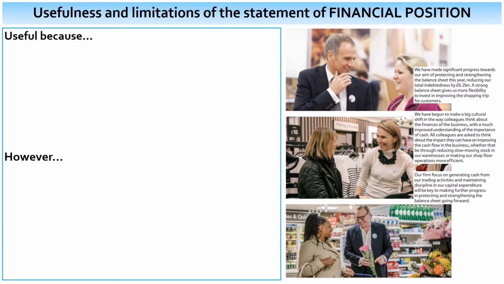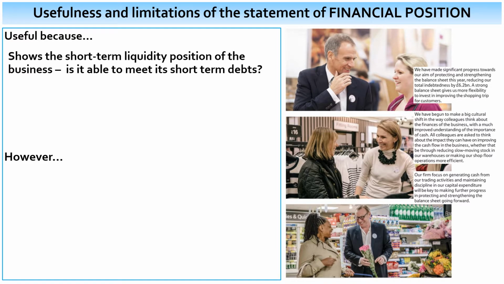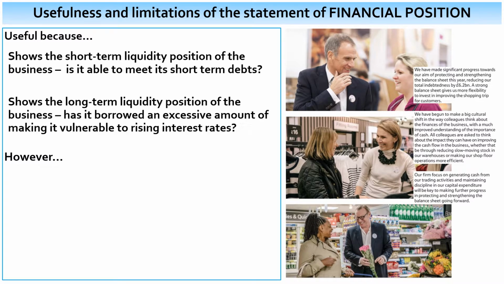So why is the statement of financial position useful? Well, it shows us the short-term liquidity position of the business, i.e. is it able to meet its short-term debts coming up within the next year. It also shows us the long-term liquidity position of the business. What are the non-current liabilities? Has it borrowed an excessive amount of money, maybe making it vulnerable to future interest rate rises?